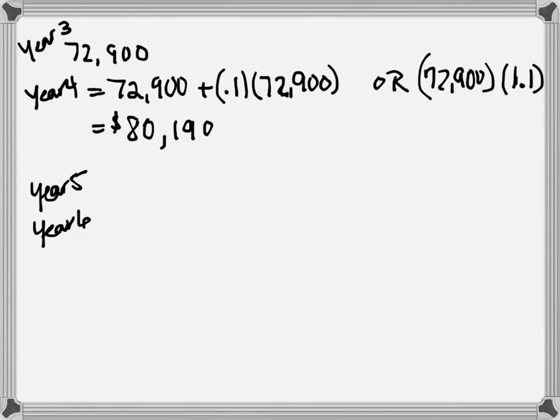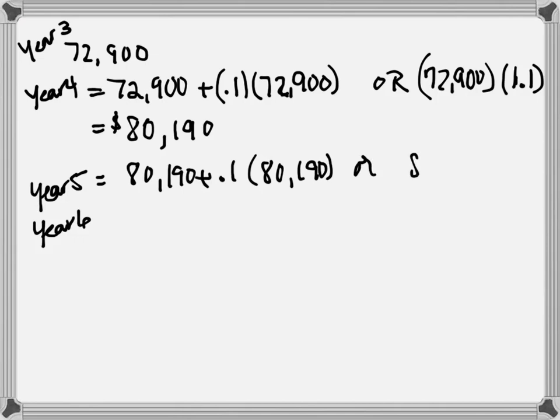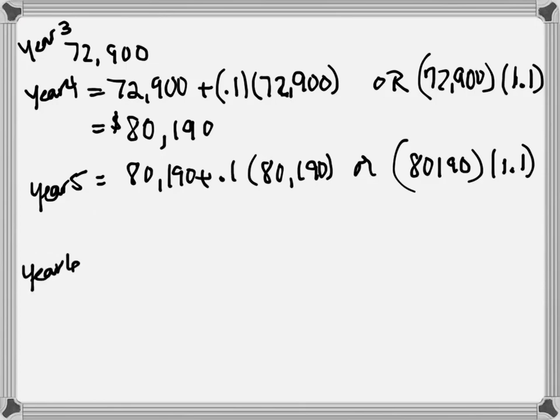Yep. Okay, good. And we could do the same thing again for year 5, right? So we could either use the 80,190 plus 10% of 80,190, or we could take the 80,190. Well, you got to get the 90 in there first. Okay, and then times 1.1. Again, either way you do it, you're going to get the same value. What's your year 5 value?